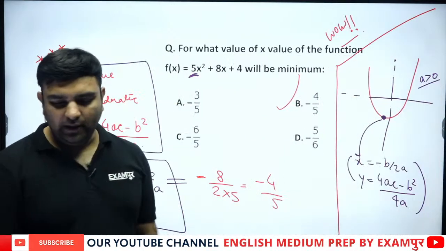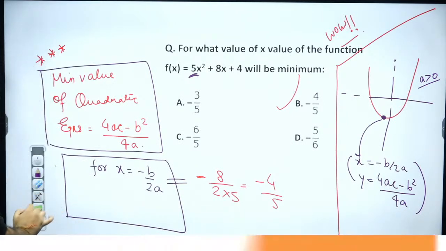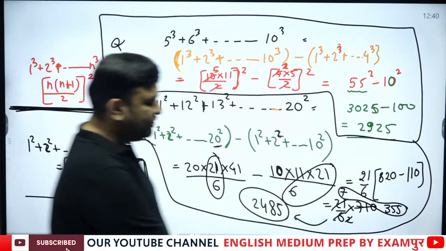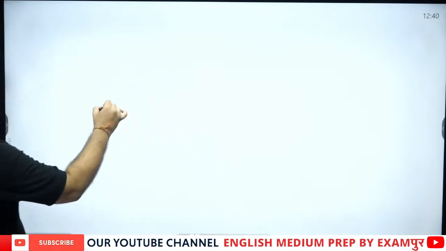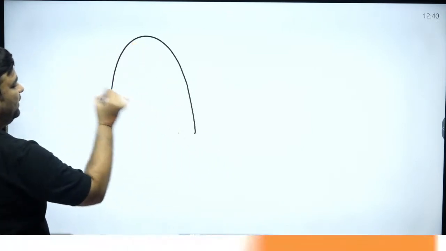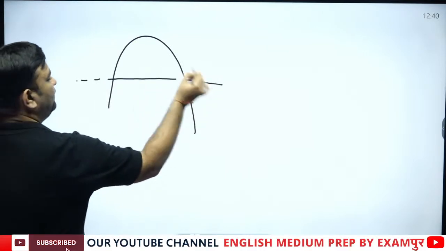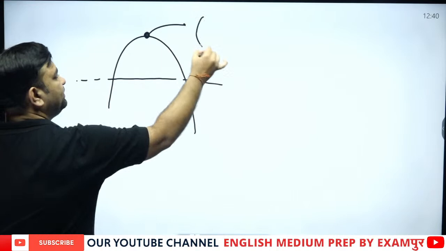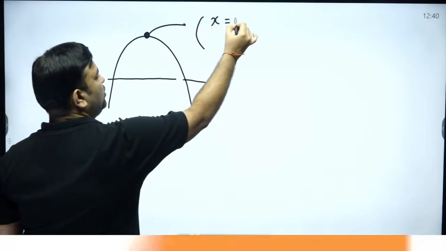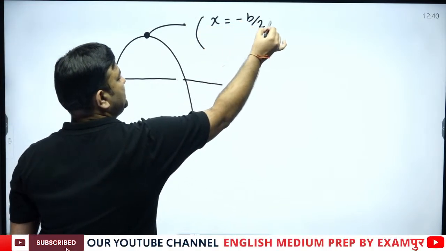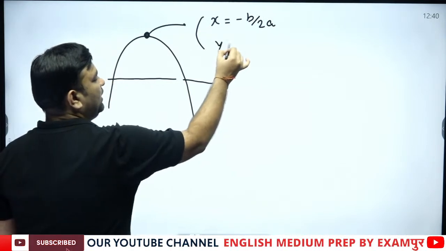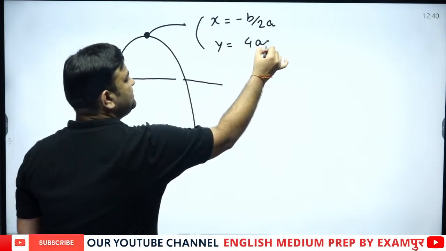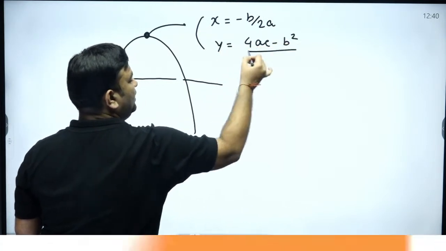If A would be negative, there would be no change for an inverted parabola. The coordinates are going to remain the same: X is equal to minus b upon 2a and y is equal to 4ac minus b square over 4a.